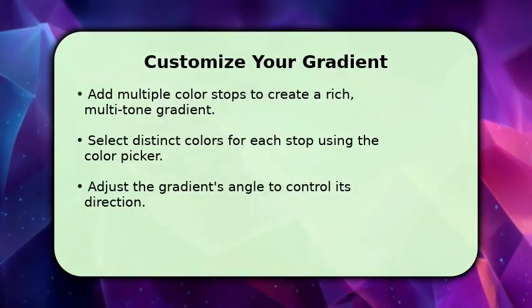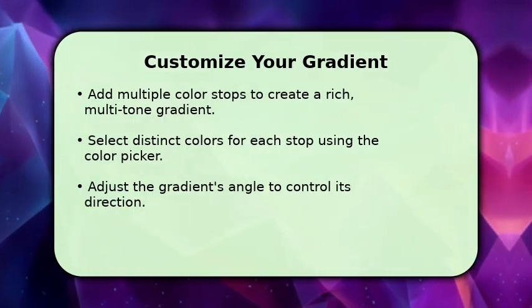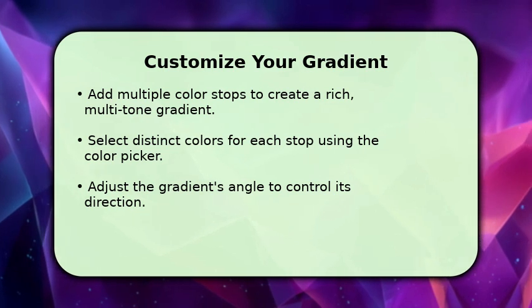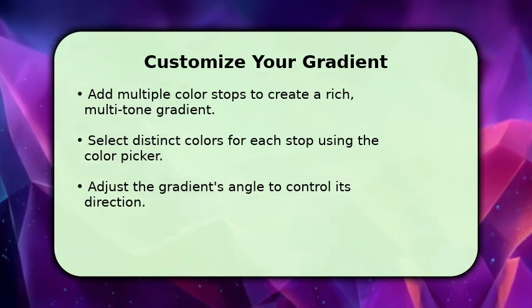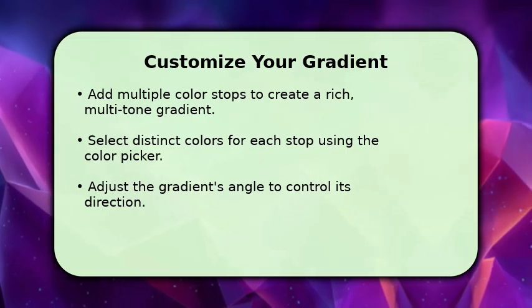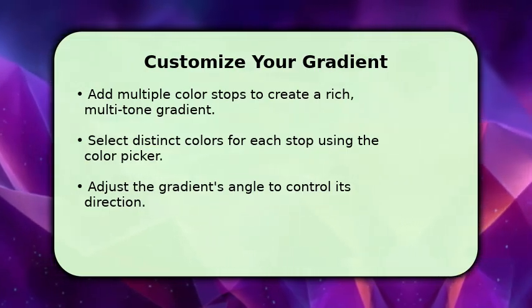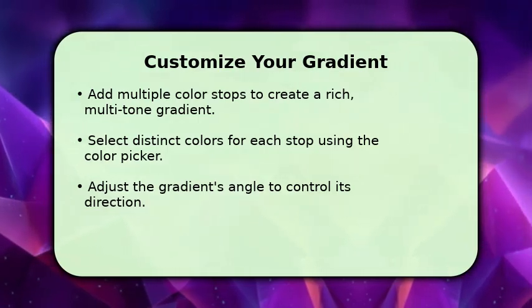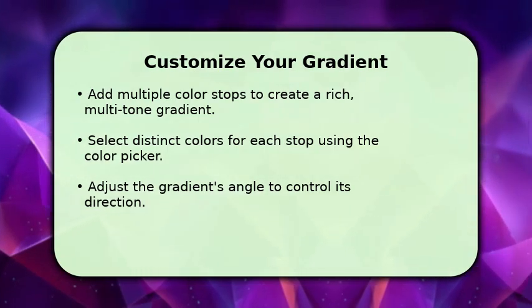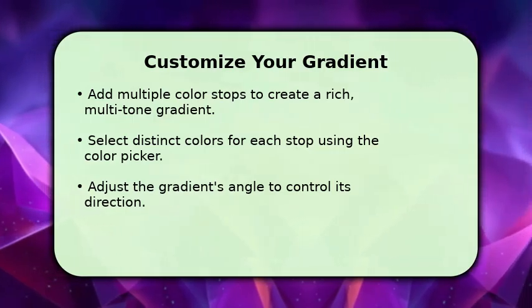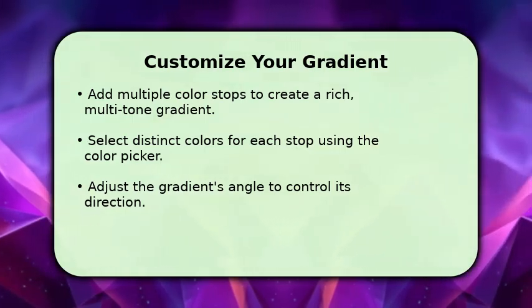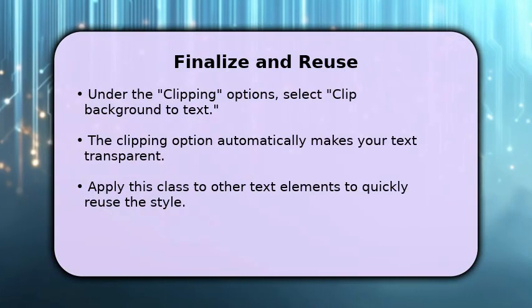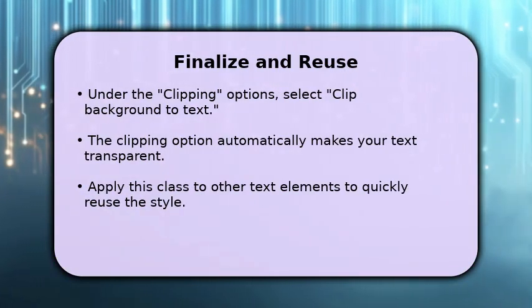You can add as many color stops as you need, typically 2 or 3, to achieve a vibrant blend. Click on each stop to open the color picker and choose your desired hues. Experiment with different color combinations to match your brand. Additionally, you can easily adjust the gradient's angle from 0 to 360 degrees to control the direction of the color flow.